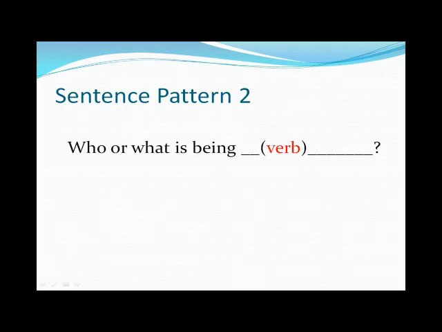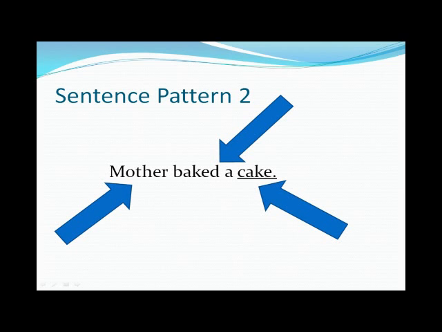To find out if a sentence is pattern 1 or pattern 2, ask yourself this question. Who or what is being, and fill in the verb. If you get an answer to that question that is different than the subject, you have sentence pattern 2. In this case, the cake is what is being baked, not mother. So mother is the subject. She is the one doing the baking.